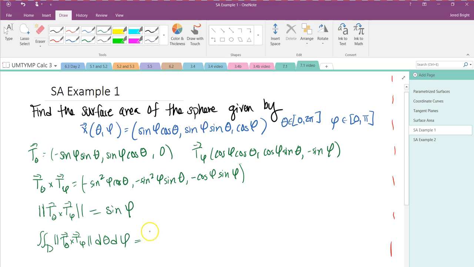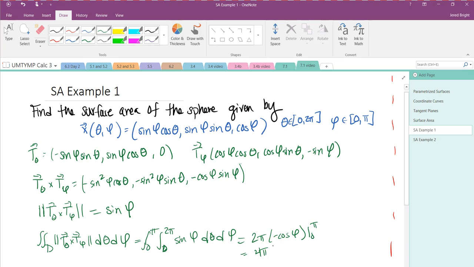So then this is going to be from 0 to pi and 0 to 2 pi of sine of phi, and then d theta d phi, which this part I'll do out because we can actually do this quickly. 2 pi times the integral of sine phi, which is negative cosine of phi from 0 to pi, which ends up being 4 pi. Woohoo!